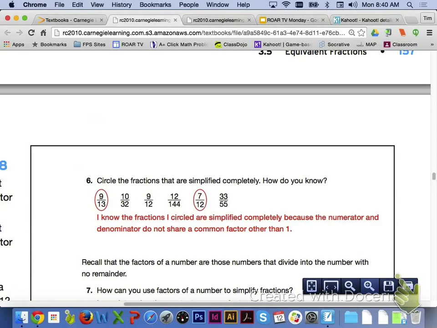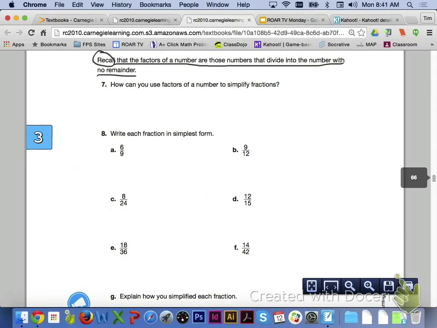9/13 and 7/12 are going to be the only fractions that are simplified completely. We know this because the only factor that the numerator and denominator are going to have in common is 1. Recall that the factors of a number are those numbers that divide into the number with no remainder.